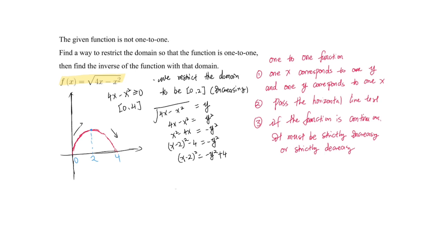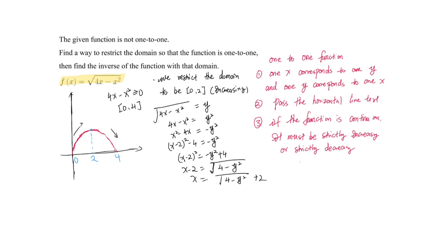And then we take the square root. We should get x minus 2 is equal to the square root of 4 minus y squared. We only use the upper part, we only use the positive part, so that's why we don't write the negative sign right here. And then we move the 2 to the right. We get x is equal to the square root of 4 minus y squared, plus 2.